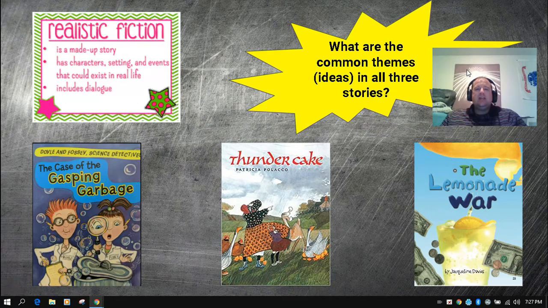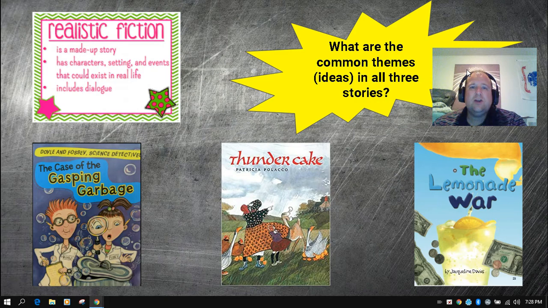So we have read 3 stories so far in 3rd grade: The Case of the Gasping Garbage, Thunder Cake, and The Lemonade War, and an excerpt from there, Location, Location, Location. In The Case of the Gasping Garbage, we met Nell Fossey and Drake. In Thunder Cake, we met Grandma and her granddaughter. And in Location, Location, Location, we met Evan.